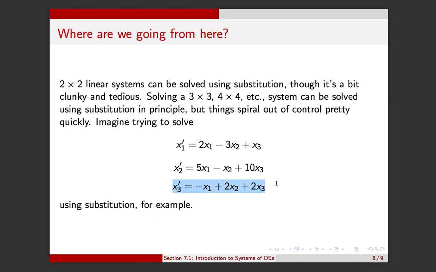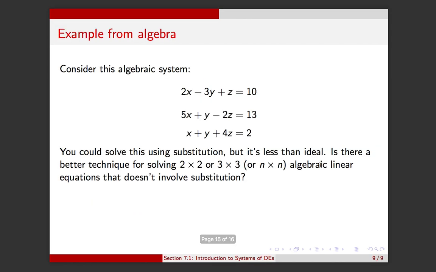So you can do it, but it's not fun. It's tedious. It's also not particularly illuminating about the qualitative behavior of this system. So you could always use substitution in principle, but for bigger systems, it's ridiculous. The more equations you have, things just spiral out of control.